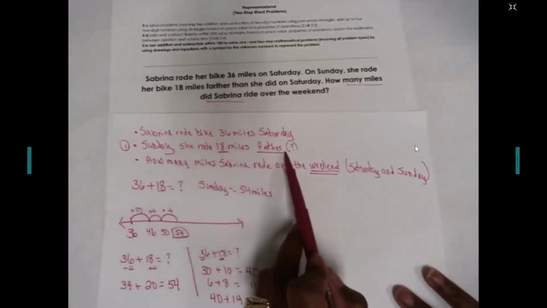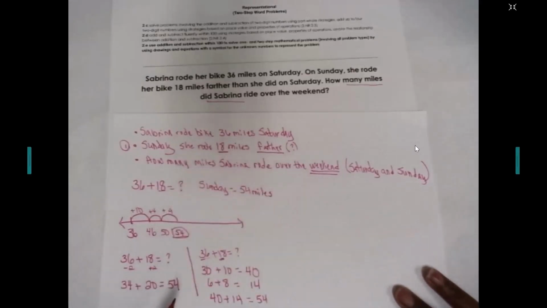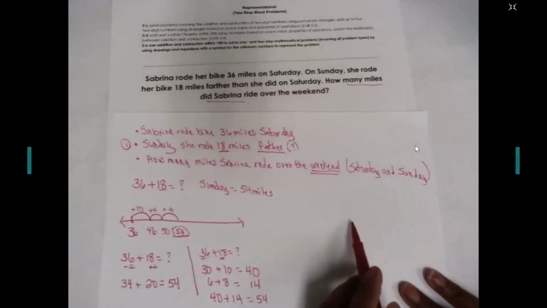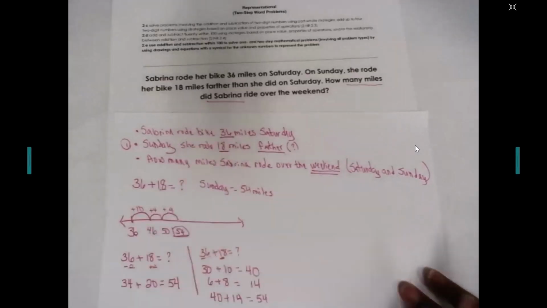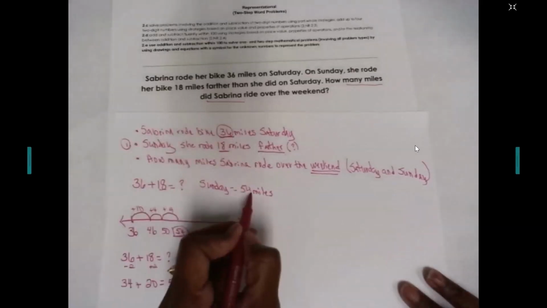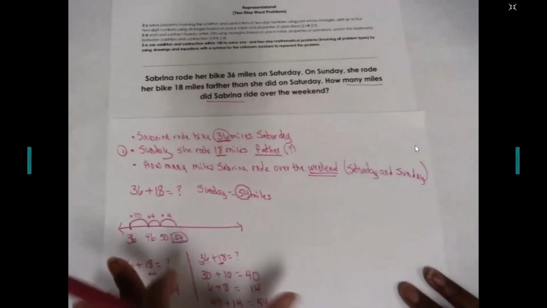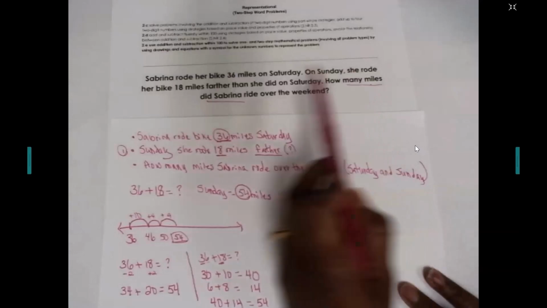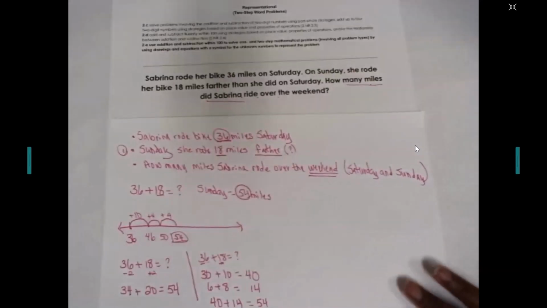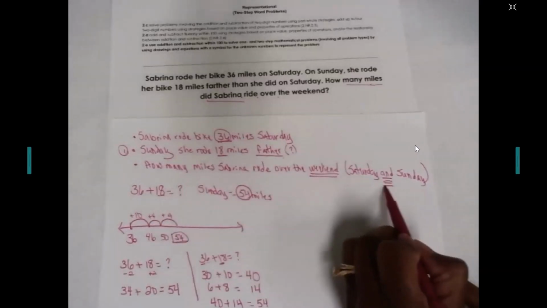We're trying to figure out Sunday because we had information about Sunday, but we didn't know exactly how many miles she went on Sunday. So now that's our first step. Now that I know Saturday, which is 36 miles, and I know Sunday, circle that, and I know Sunday now is 54 miles. Now I can solve my final question here. How many miles did Sabrina ride over the weekend? So that equation is going to be Saturday and Sunday.